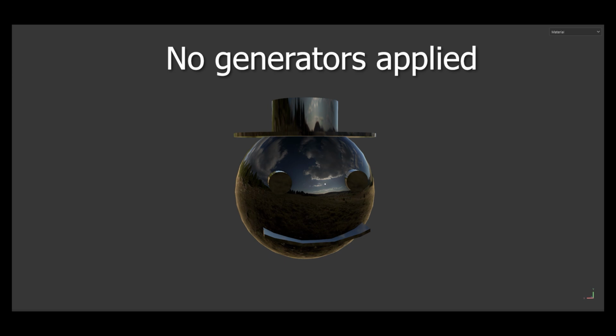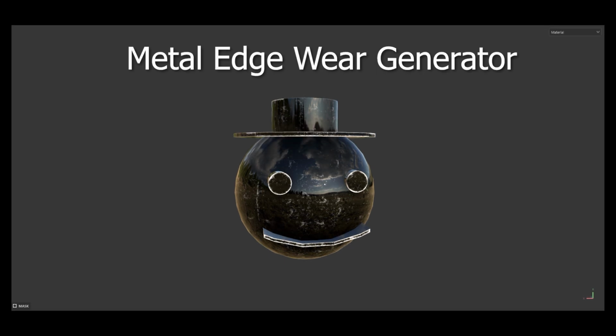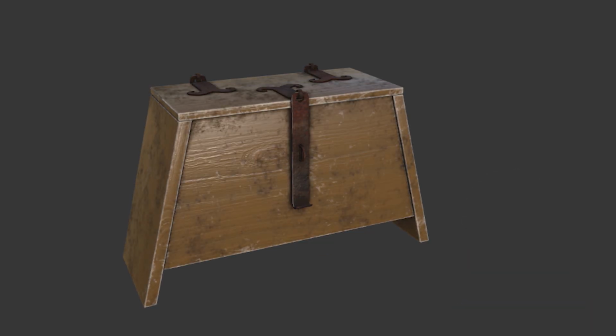The reason why you want to bake your mesh maps before you start modeling is because of generators. Now if you don't know what generators are, they basically generate a mask or material based on the topology of your mesh and also based on the mesh maps that you baked.